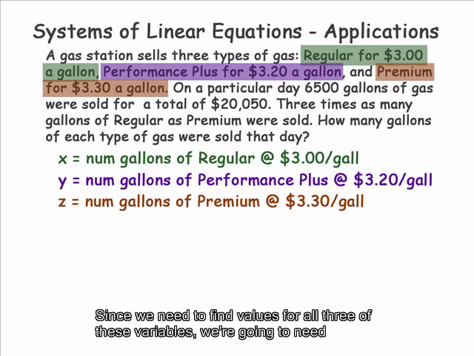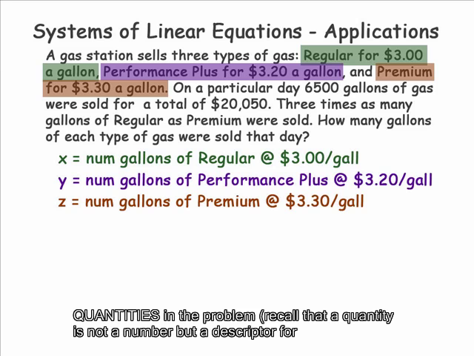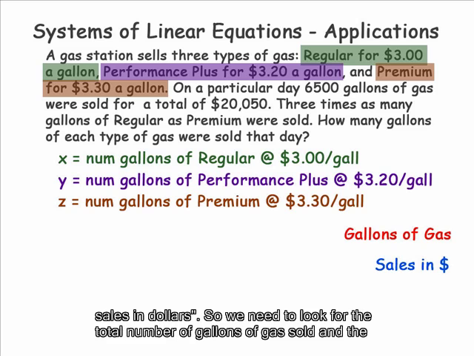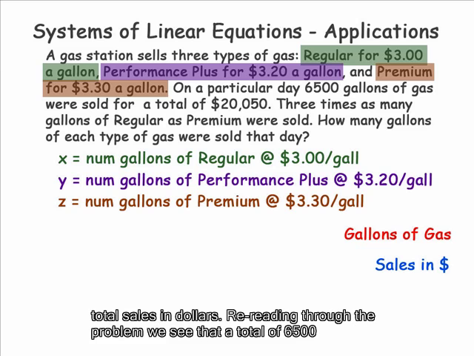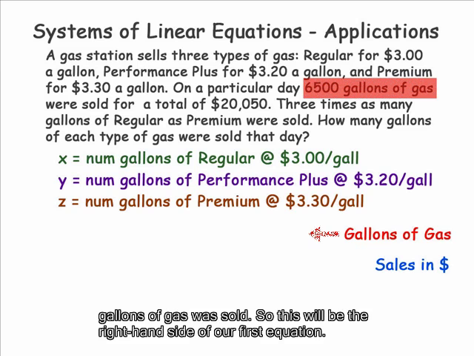Since we need to find values for all three of these variables, we're going to need to write three equations. We begin by identifying the totals we have for each of the quantities in the problem. Recall that a quantity is not a number, but a descriptor for a set of numbers. The quantities in this problem are gallons of gas and gasoline sales in dollars. So we need to look for the total number of gallons of gas sold and the total sales in dollars. Rereading through the problem, we see that a total of 6,500 gallons of gas was sold. So this will be the right-hand side of our first equation.